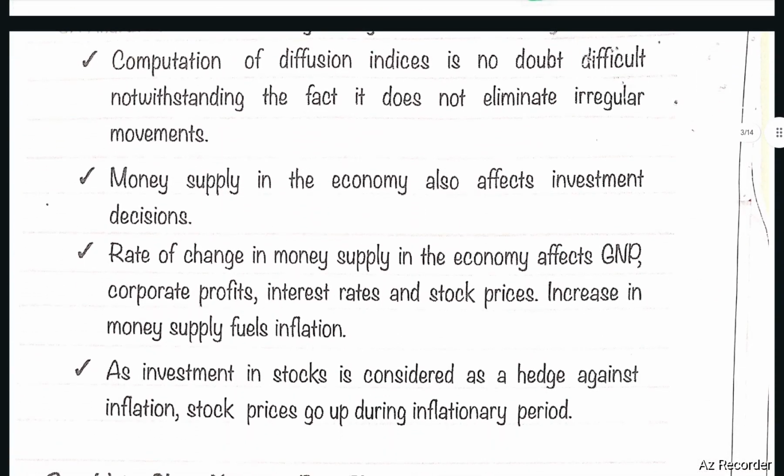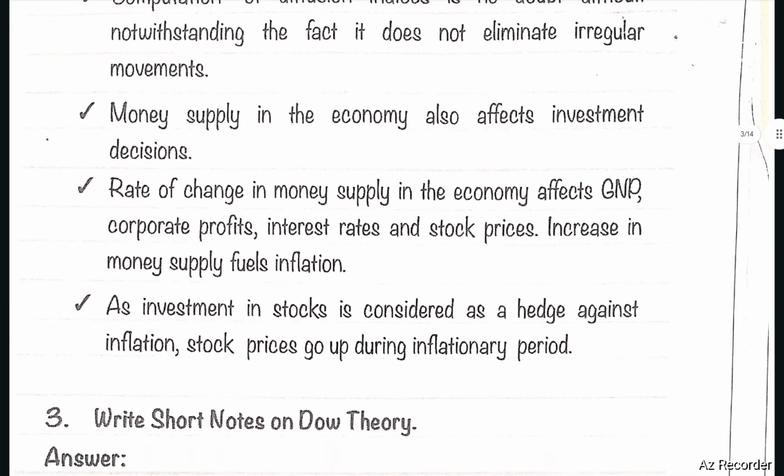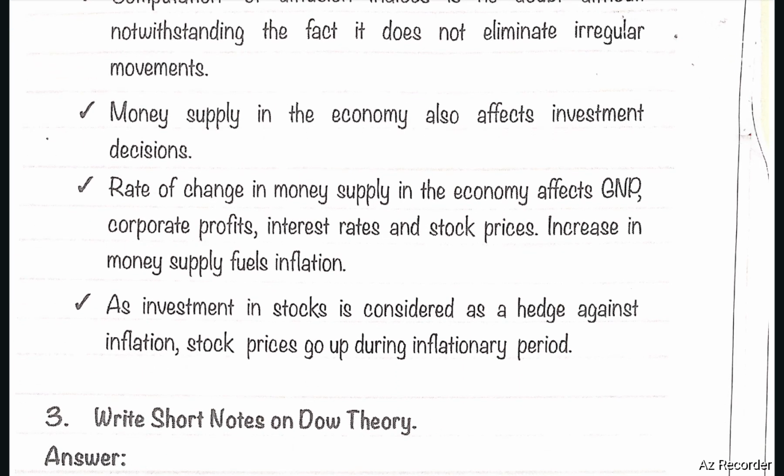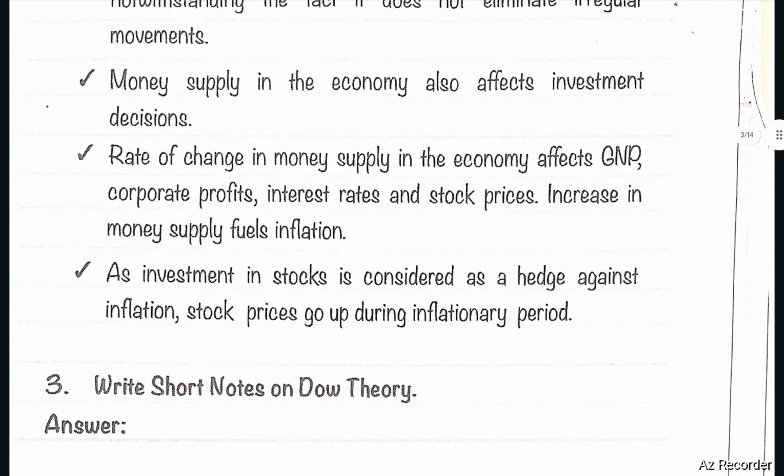Computation of diffusion indices is no doubt difficult, notwithstanding the fact that it does not eliminate irregular movements. Money supply in the economy also affects investment decisions. Rate of change in money supply in the economy affects gross national product, corporate profits, interest rates, and stock prices. An increase in money supply fuels inflation. As investment in stocks is considered a hedge against inflation, stock prices go up during an inflationary period.